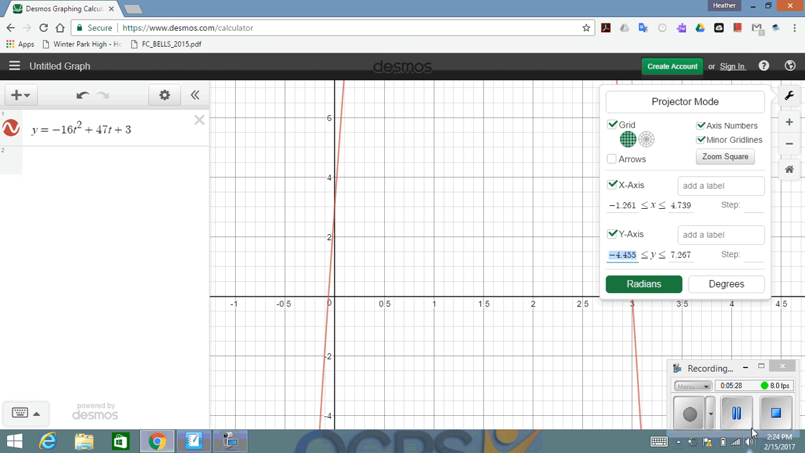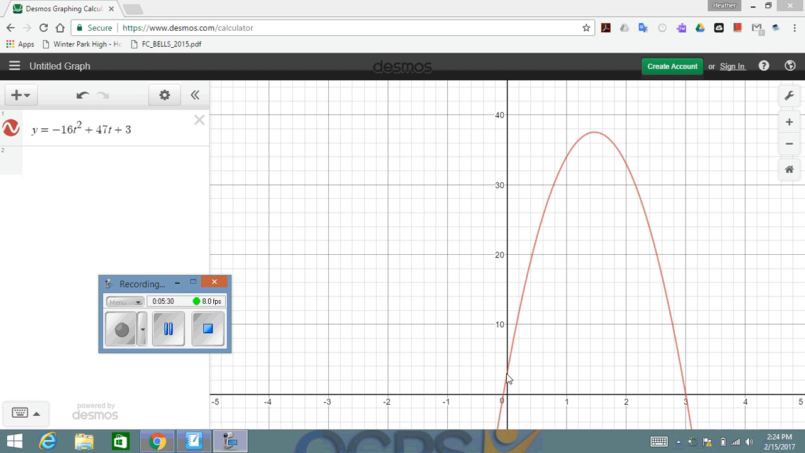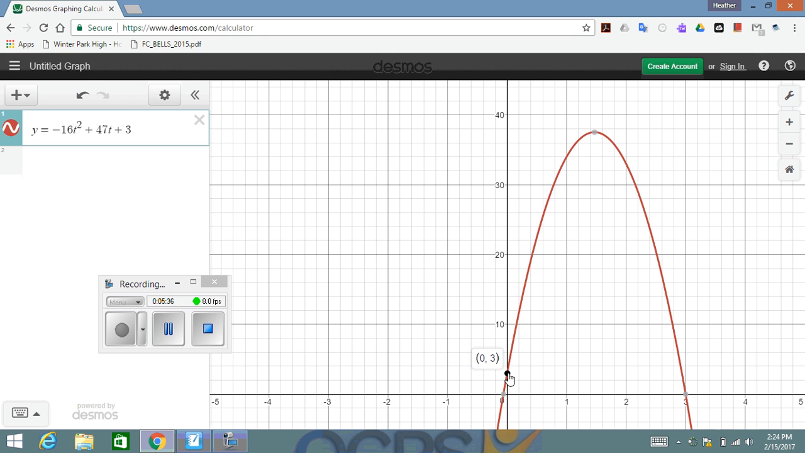I'm going to pause and get it just right. Okay, I played around with it to get it just right. Sometimes that takes a minute. Now you'll notice here my initial height is 3. Right? So where I'm crossing the y-axis is 3.